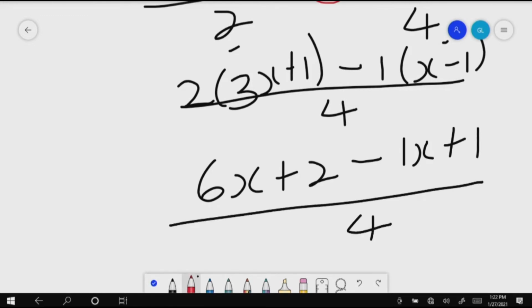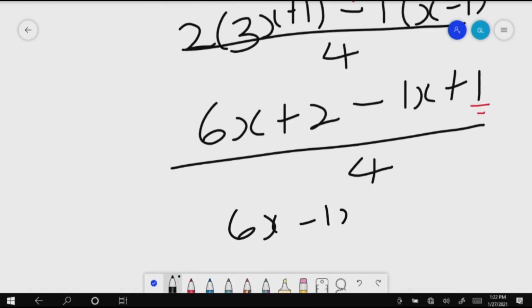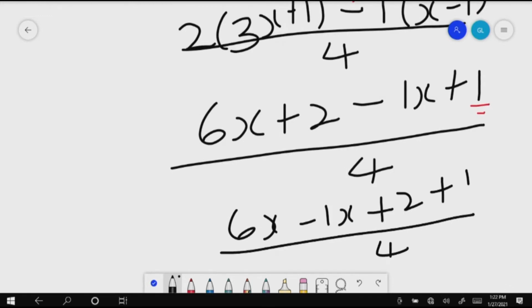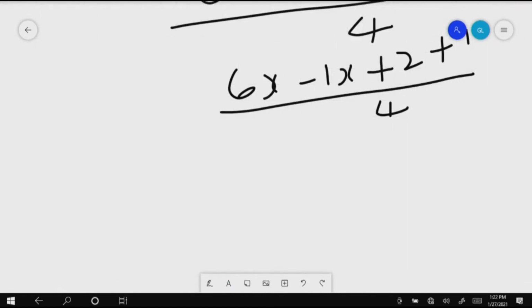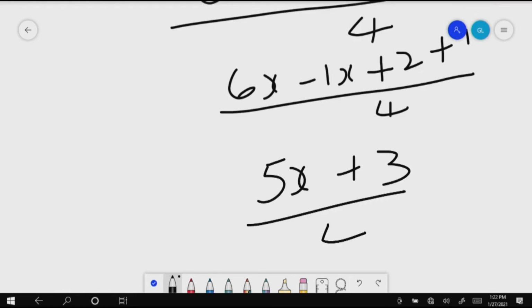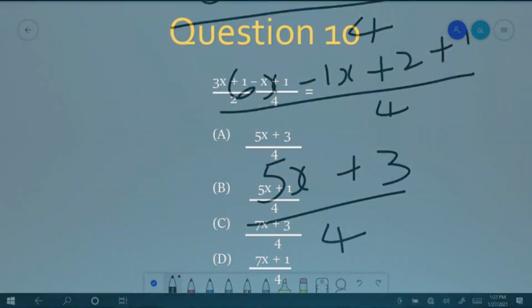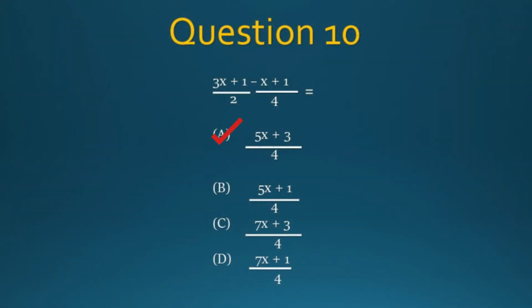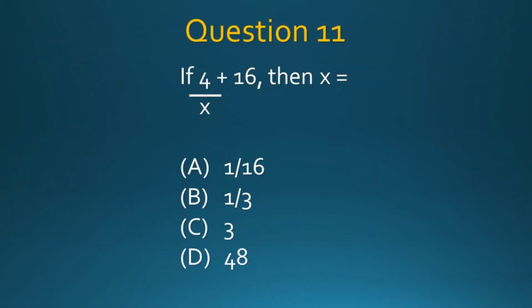Further simplifying, it becomes 6x plus 2 minus 1 times x plus 1, all divided by 4. It is very key to know that when we multiply a negative by a negative, it gives us a positive. Further simplifying, 6x minus 1x plus 2 plus 1 divided by 4. This gives us 5x plus 3 divided by 4.